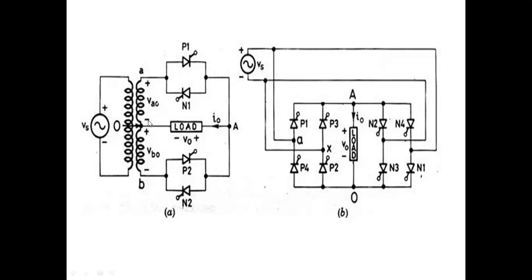So observe the circuit diagram. First we'll discuss this circuit. This circuit can be used both as step up cycloconverter and step down cycloconverter. Here we are having four thyristors P1, N1, P2 and N2. P1 and N1 are connected in anti-parallel. If anode is here, anode is this side. P1 and N1 are anti-parallel. P2 and N2 are anti-parallel.